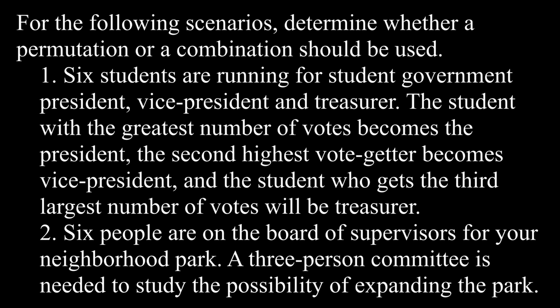First, for the following examples, we want to determine whether a permutation or a combination should be used. In one case, 6 students are running for student government president, vice president, and treasurer. The student with the greatest number of votes becomes president, second greatest becomes vice president, and third largest gets to be the treasurer. For our second case, 6 people are on the board of supervisors for your local neighborhood park, where a 3-person committee is needed to study the possibility of expanding the park.